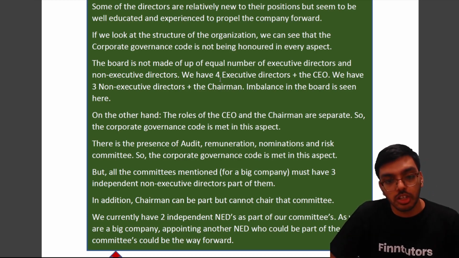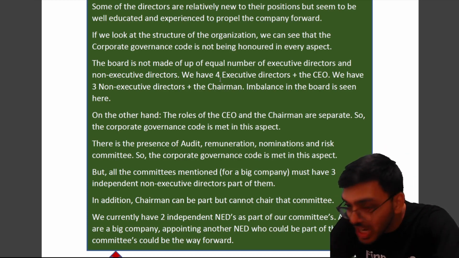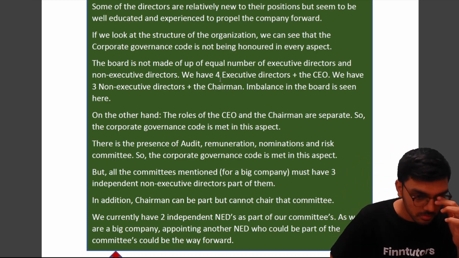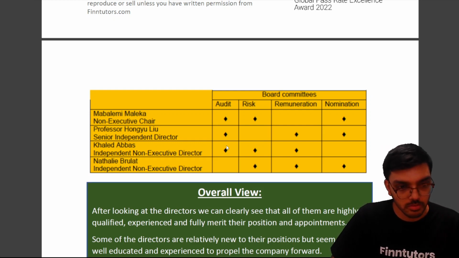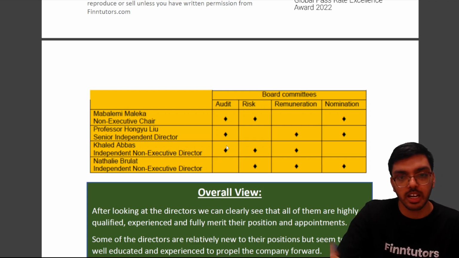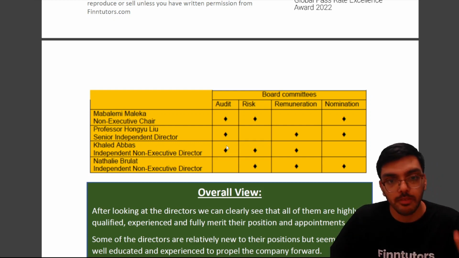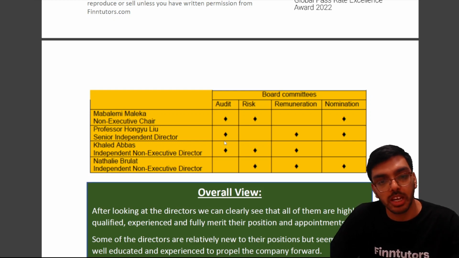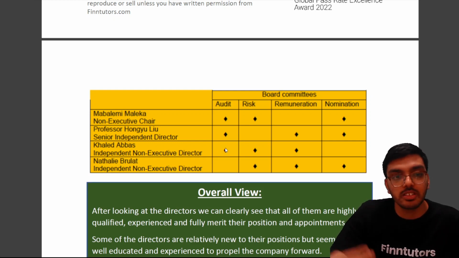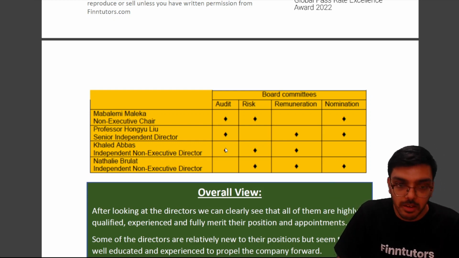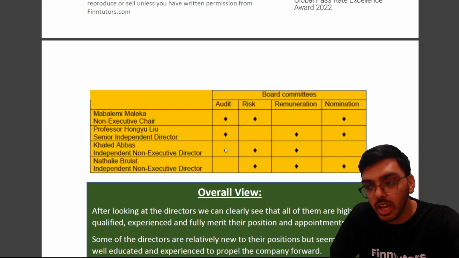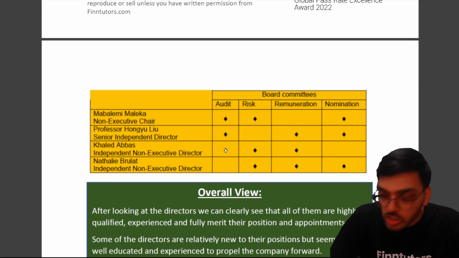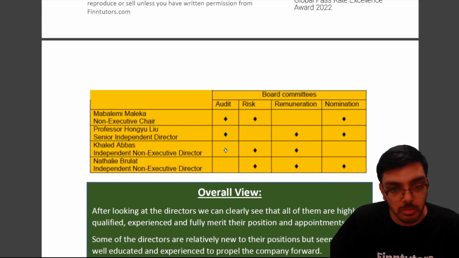In addition, the chairman can be part of this committee, but he cannot chair the committee, cannot be leader of that committee. If you look at our current situation, 2 independent non-executive directors are part of the committee. Let's take the example of the Audit Committee. 2 independent non-executive directors are part of the committee, and the chairman is part of the committee as well. The recommendation is 3 independent non-executive directors to be part of the committee. The chairman can be part, but he cannot be chair of that committee.